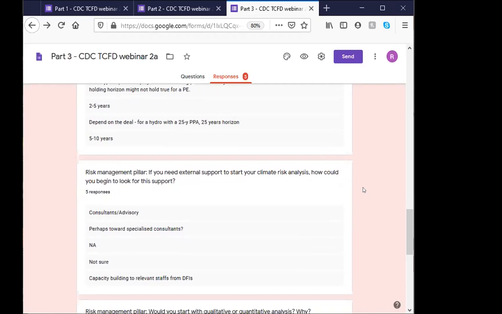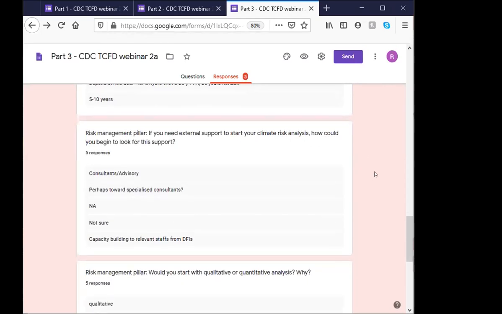But it can only be done by actually working with the financial services sector, because it's a question of sharing data as well. Thanks, John.